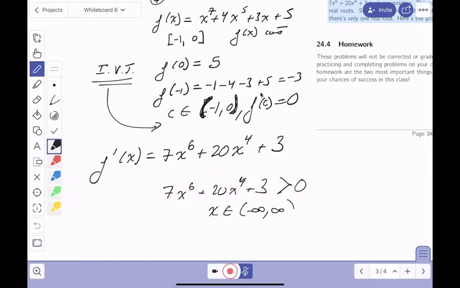Where'd you learn about inequalities? In Math 119.